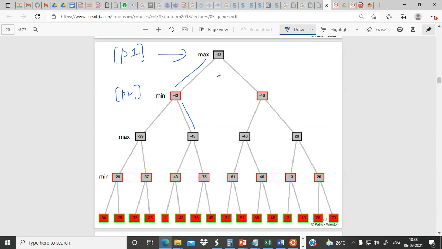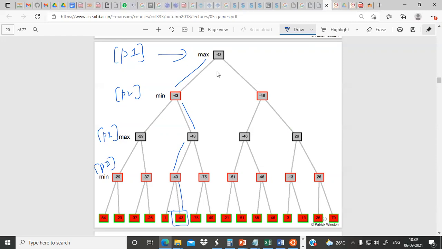Now again, it is player one's turn. Player one wants to maximize. So out of minus 43 and minus 75, he follows this path. Now again, it is player two, who always wants to minimize. So out of this one and this one, player two will choose the one which leads to the least value, that is minus 43. So in this scenario, this is the best thing we can do. We cannot improve the solution further.